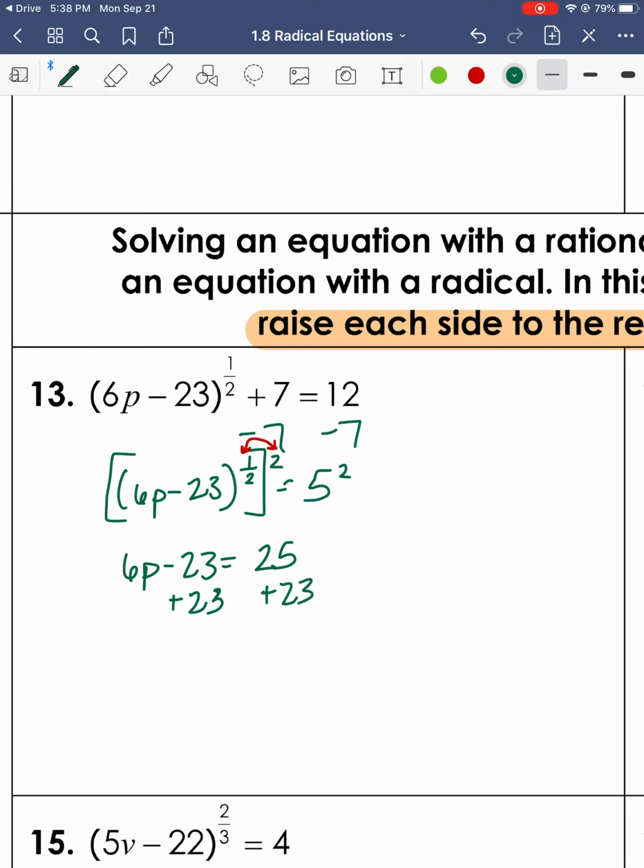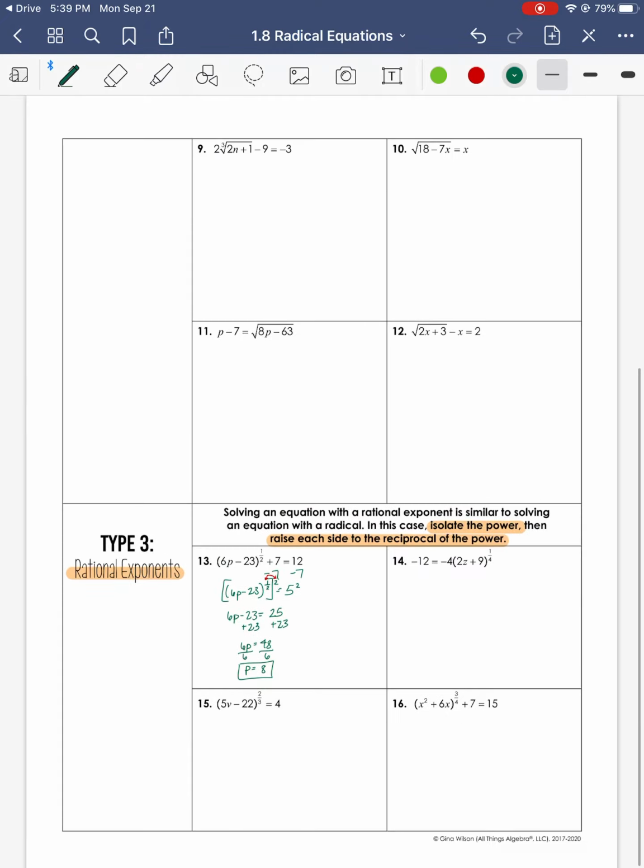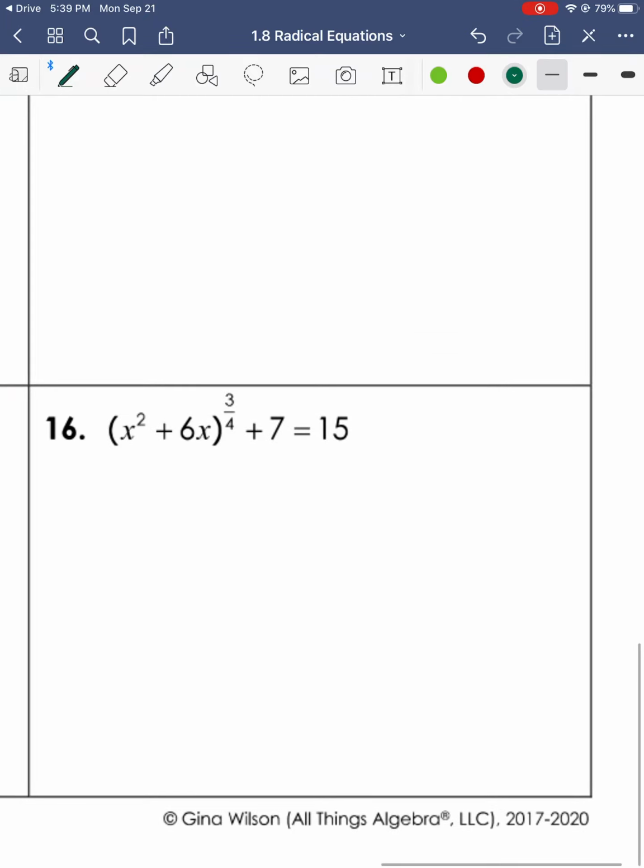Isolating the variable here, we're going to add 23 to both sides. We get 6p is equal to 48. And then divide both sides by 6. p is equal to 8. There's our final answer. And then let's do one more problem. Let's tackle number 16 here.